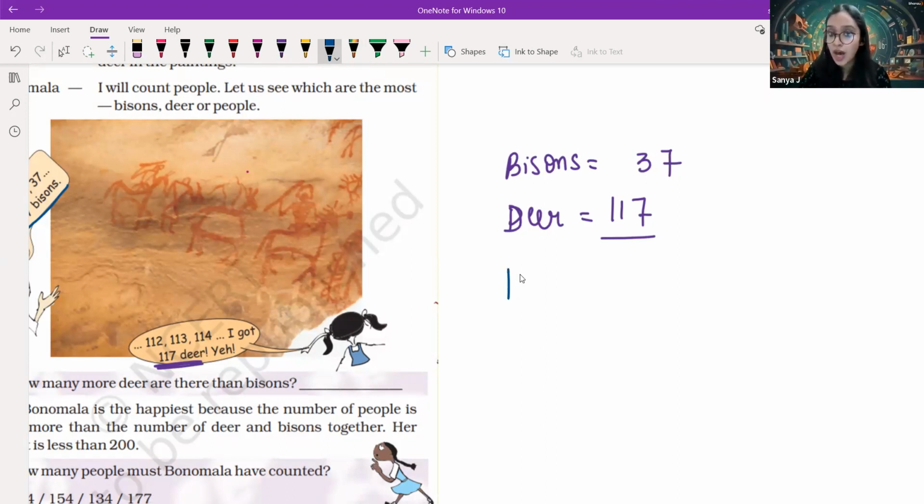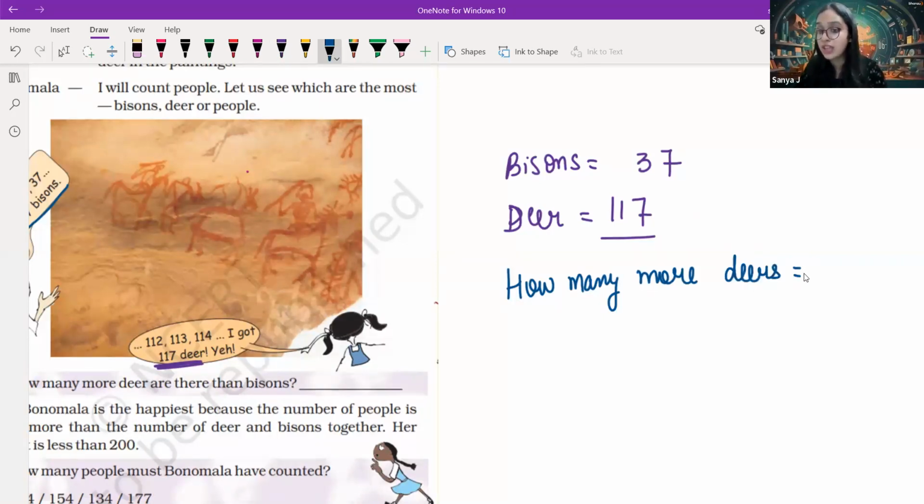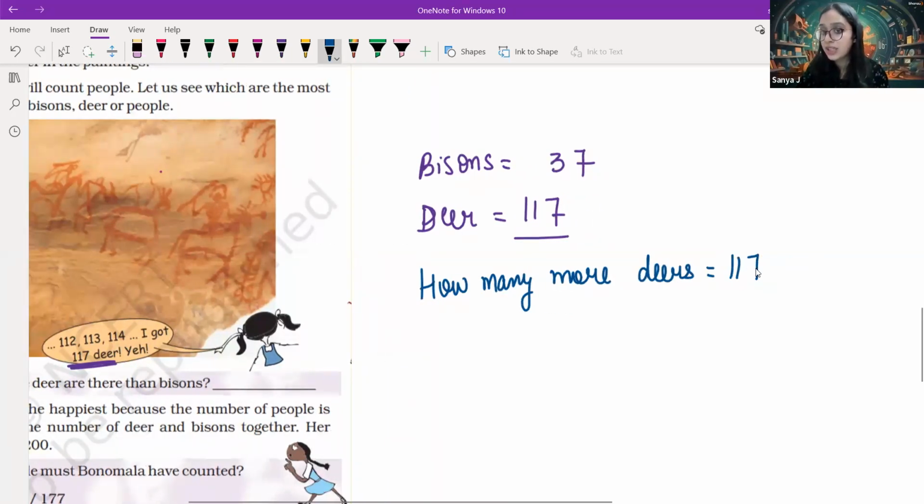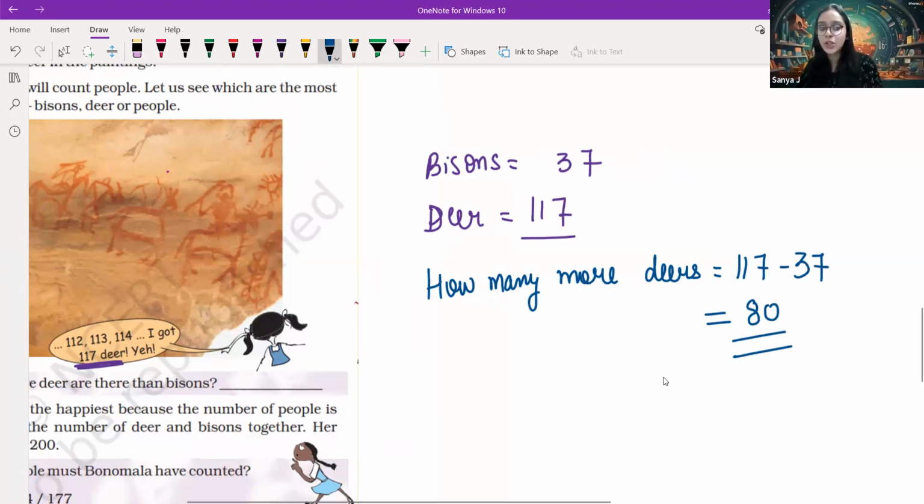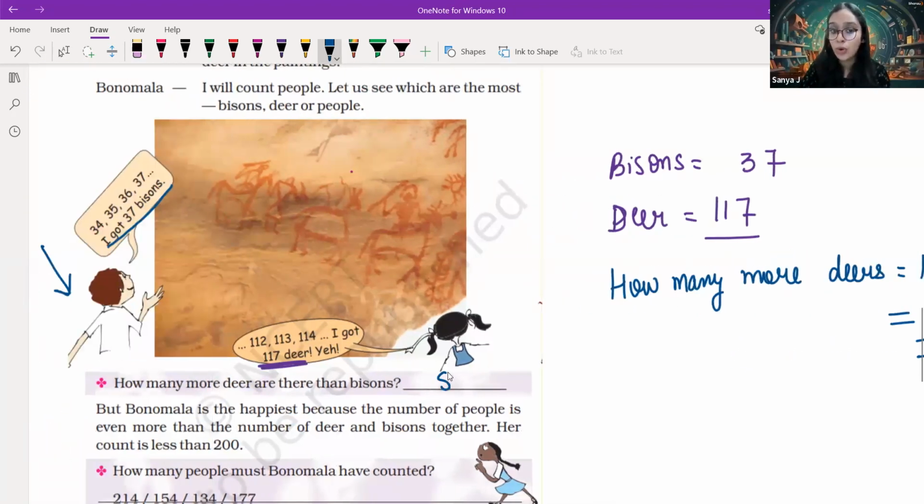So how many more deer? For that we will subtract 37 from 117. When we subtract these two numbers, we get 80 as the answer. So there are 80 more deer than bisons.